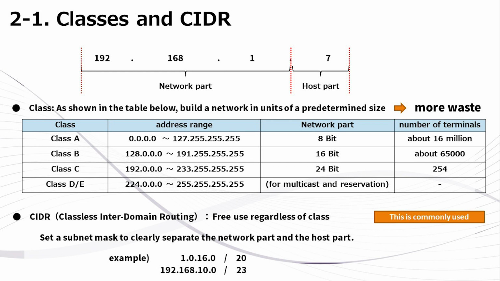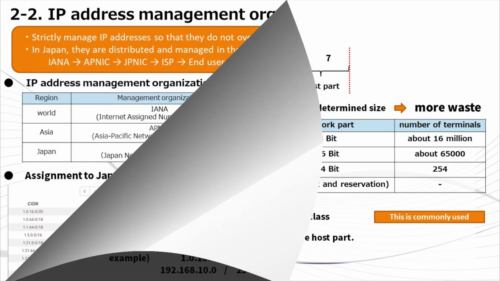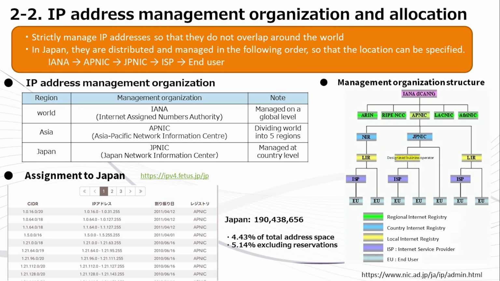However, since CIDR is currently used, it is common to express the length of the network part with a subnet mask and assign a free length. I think it is enough to understand that the length of the network part is freely set by the subnet mask. Moving on.